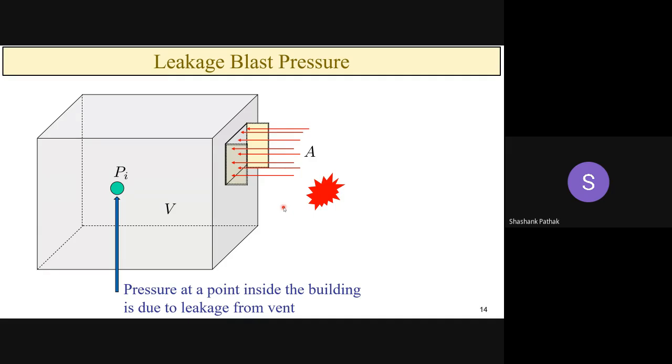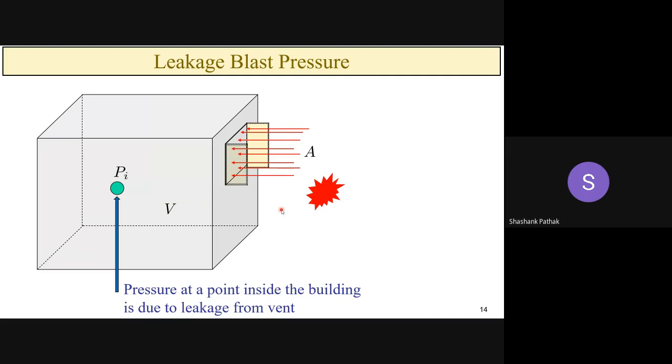So for example, there is a leakage blast, a blast outside the building. Suppose this is a bomb thrown by Russia, and this is some shelter house in Ukraine. There will be some windows or vents in a building, so the glass can break, some damage can happen, and that blast pressure can leak inside the building and be detrimental to the people inside. If we can design our facades or our internal structure so that the effect of that leakage blast pressure is minimized, then as a civil engineer we will be able to do our duty completely.